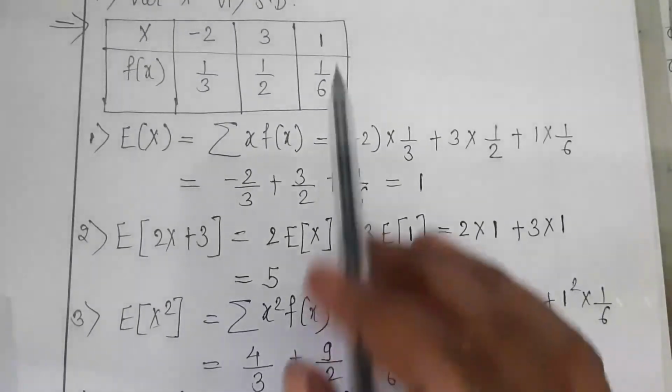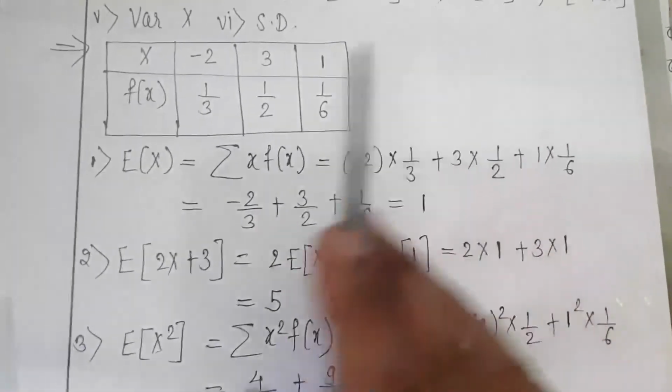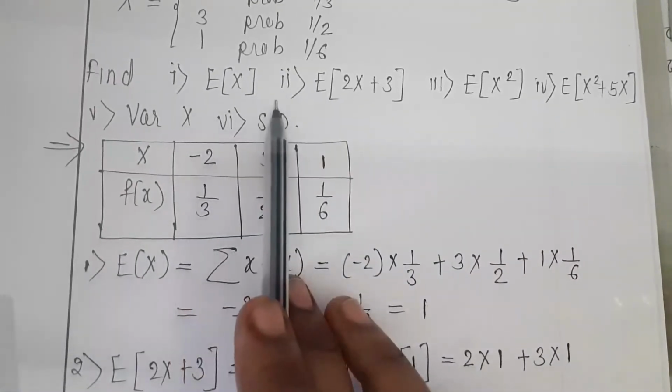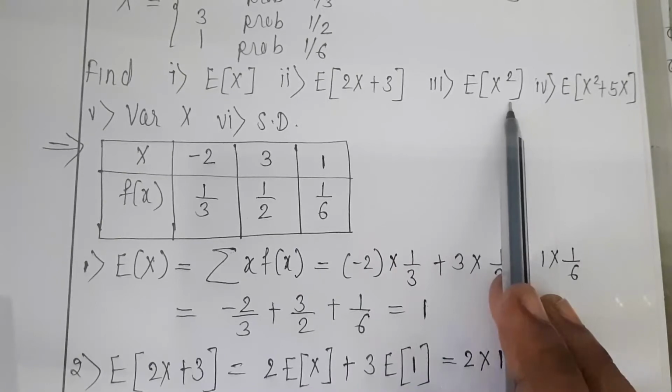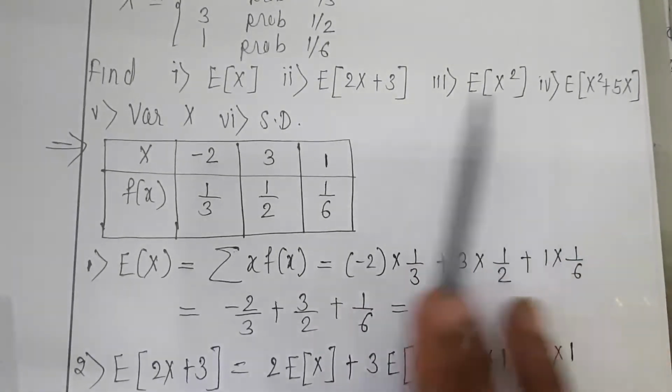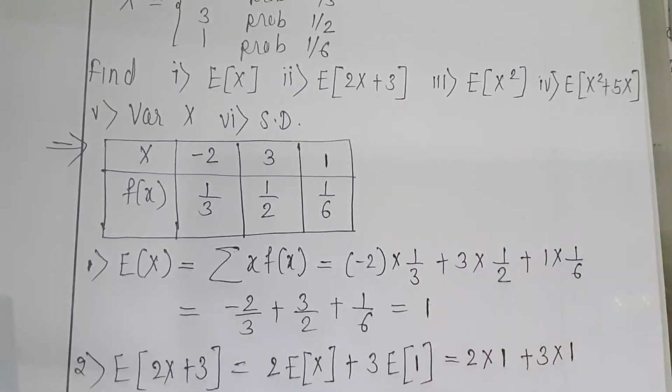So in this way, step by step we can find it out. If we want variance, always find out expectation of x and expectation of x square. Then if we have such a type of function, just separate it and put in values, and you will get the answer.